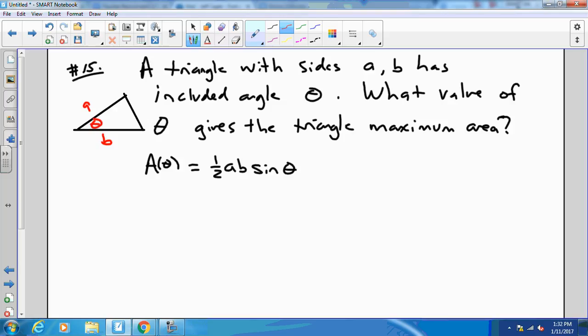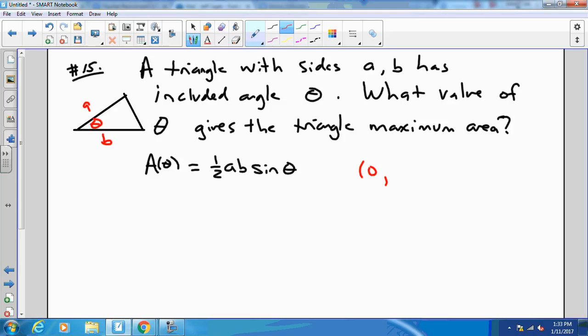Next I need the domain. The domain is the set of all possible angles that we could have here. What's the smallest possible angle? 0. Technically we cannot have the angle 0 because our triangle disappears, but we can embed that in the closed bounded domain. What's the largest angle? 180. I can go all the way over here.